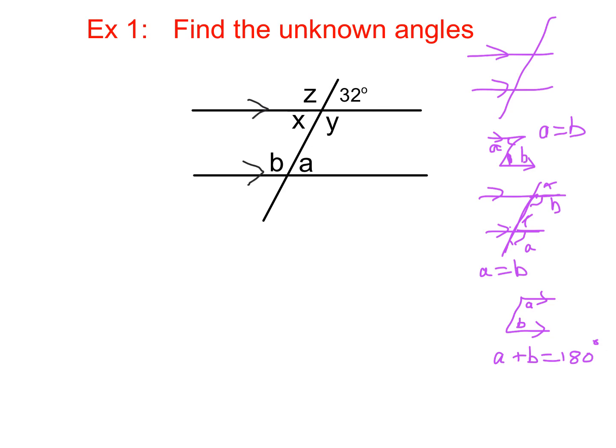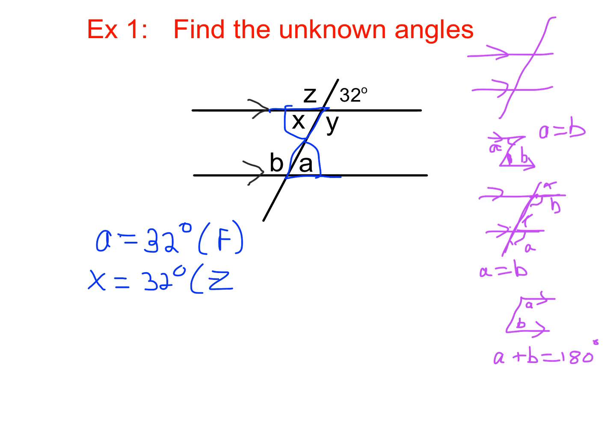They've only started us off with one angle, and that's 32 degrees. And so if I use the F pattern, I know that angle A is also 32 degrees. And that's because of the F pattern. So I'll just put an F in brackets to show how I know that's true. Now I can make a Z, can't I? I can go like this and make a Z with the X and the A. So that tells me that angle X is also 32 degrees. And that's because of the Z pattern. So now we've got two of our unknown angles, but we still have three angles left.